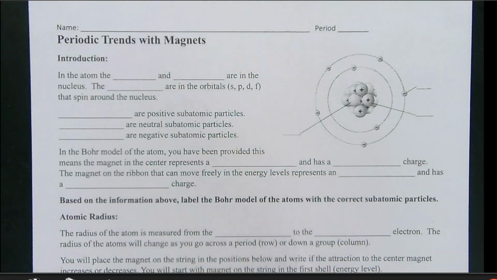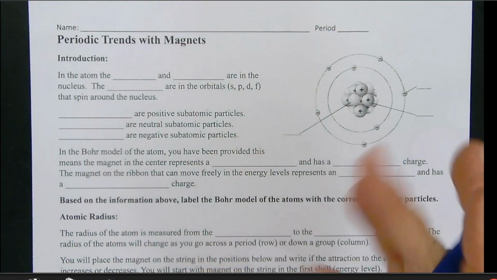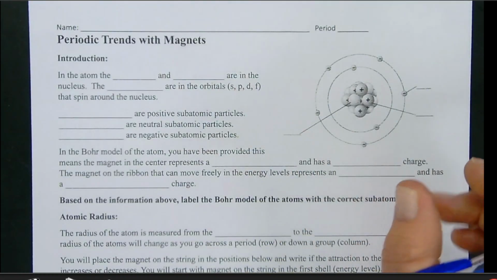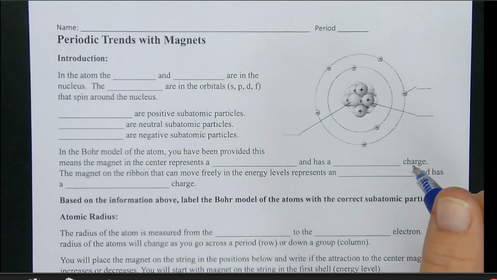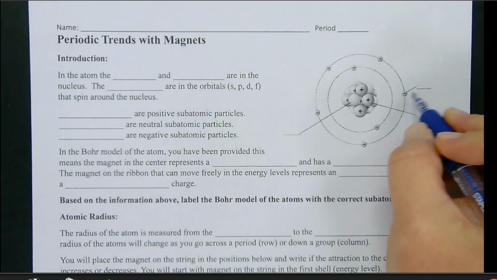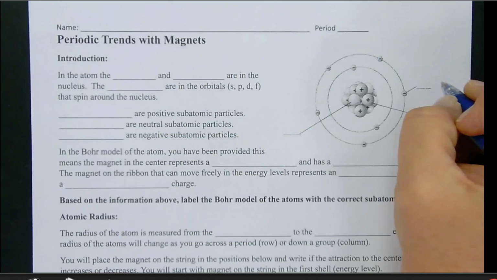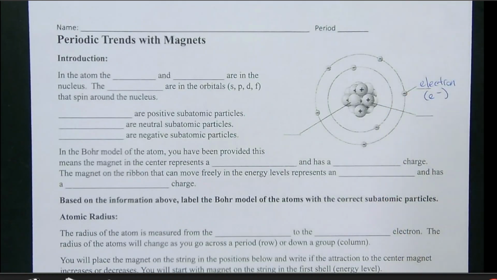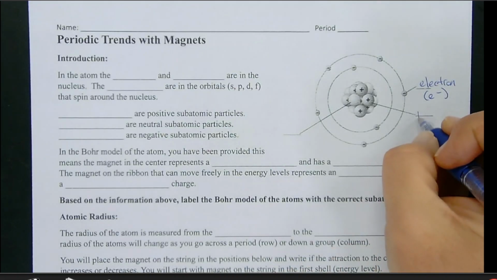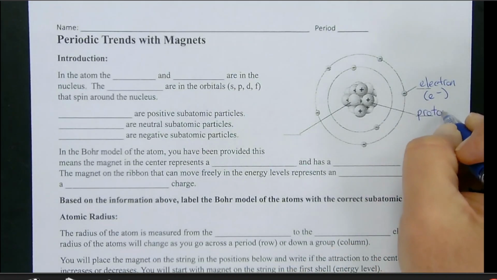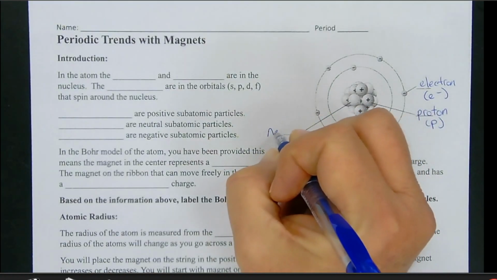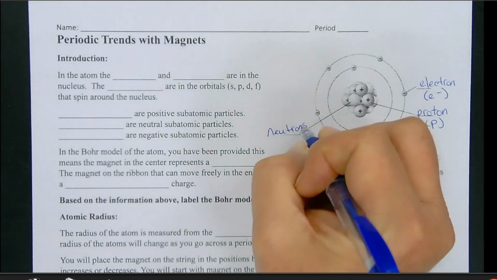All right, so the first thing is we are going to review a little bit about atomic structure. We have our three subatomic particles, protons, neutrons, and electrons here. We're going to label where those are. This out here on the outside rings would be my electron, or E. These would be my protons because they're positive, or P. And the ones that aren't labeled with a charge in the nucleus are my neutrons, or N.